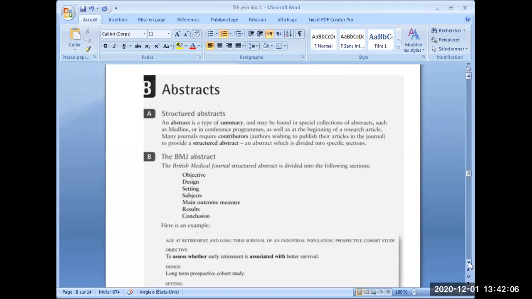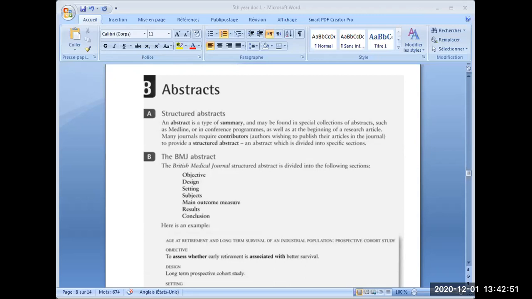Let's read together. An abstract is a summary. Summary is written with a Y, and summarize is the verb. Summary, un résumé. Yes, I think you were saying something. Okay, no? All right. I thought someone wanted to say something to me.